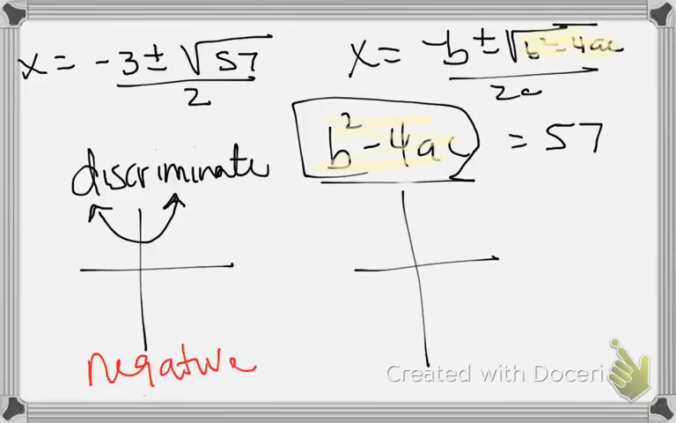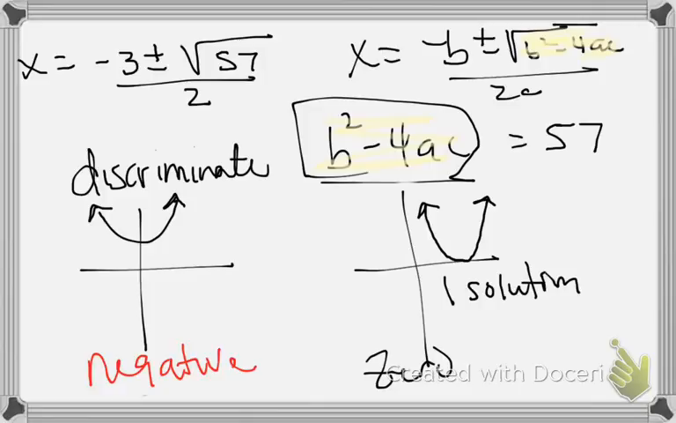Okay, so there's 0 x-intercepts. All right, now if we do the math and it equals 0, then it only touches the x-axis one time. So it's only one solution.